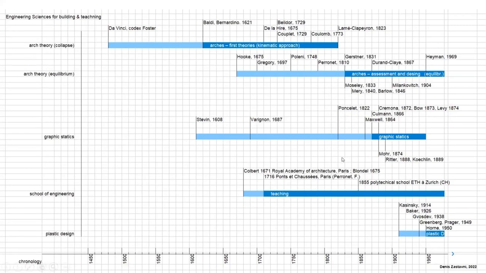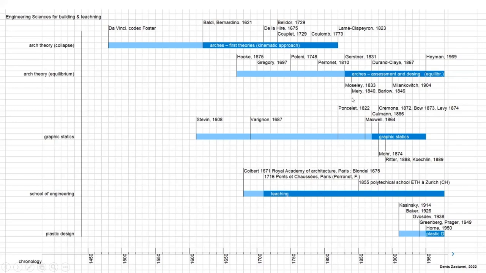You see that engineering school appeared as early as 1716. Before that, these theories were taught in schools of architecture. The first one was in France in 1671, and the first School of Engineering was the School of Ponts et Chaussées in Paris, founded by Perronet. From there, we enter the era of the engineer and the wide structure.